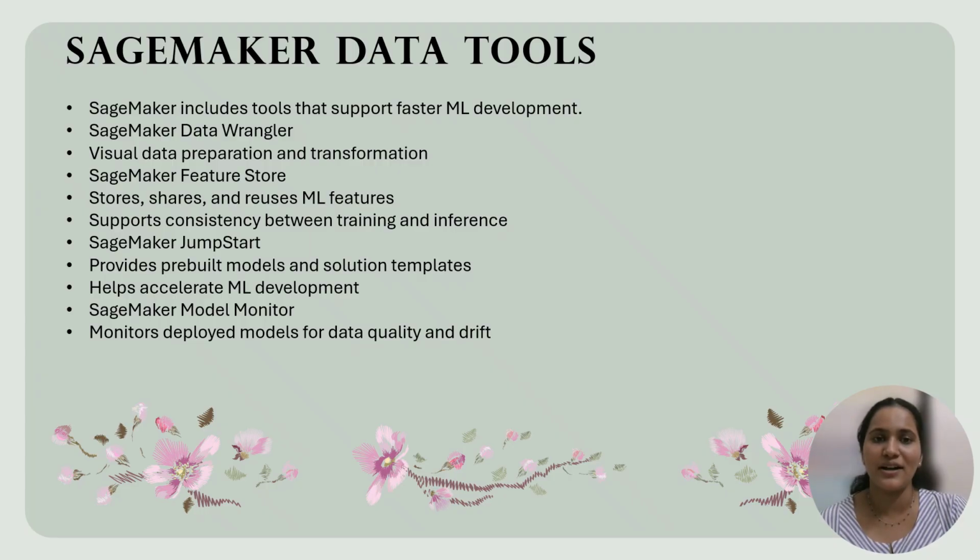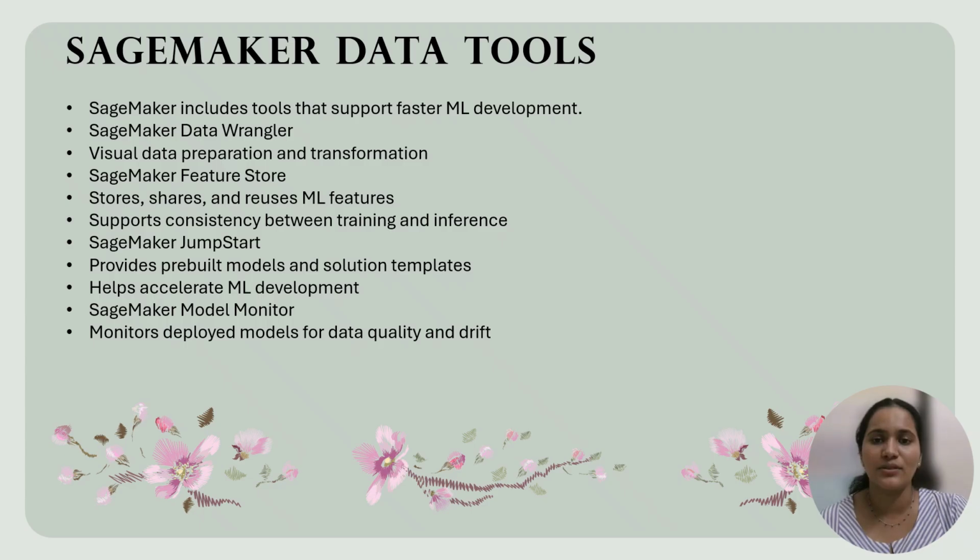Amazon SageMaker provides several built-in tools that make machine learning development faster and more efficient. One of these is SageMaker Data Wrangler, which simplifies data preparation and transformation by allowing users to clean, combine, and prepare datasets without intensive coding. Another important tool is SageMaker Feature Store, which stores, shares, and reuses machine learning features. This ensures consistency between the data used during model training and the data used for prediction in production.